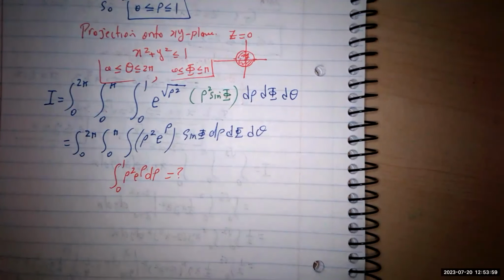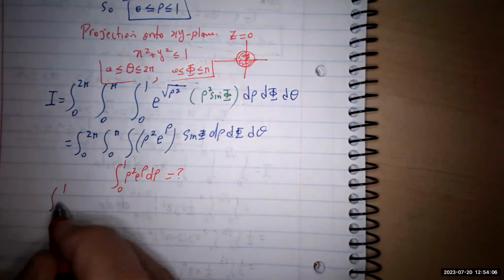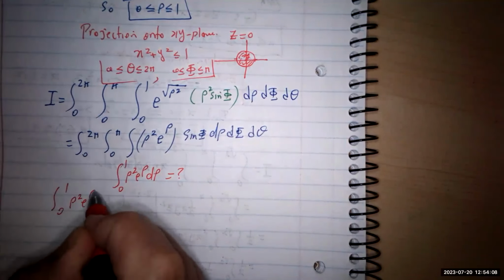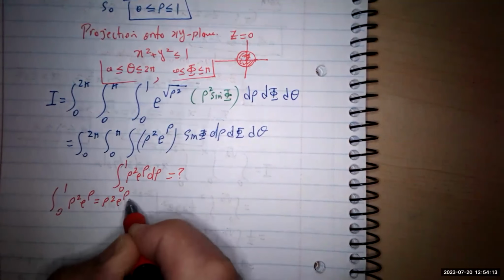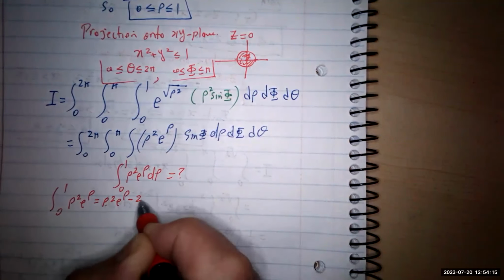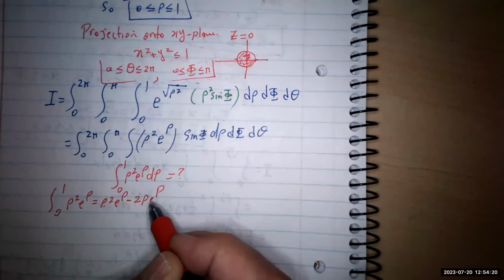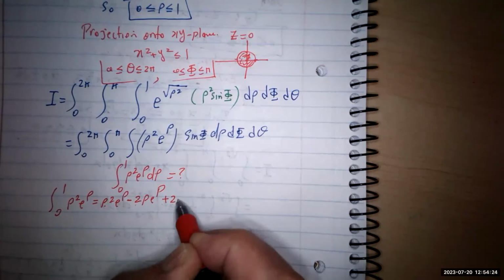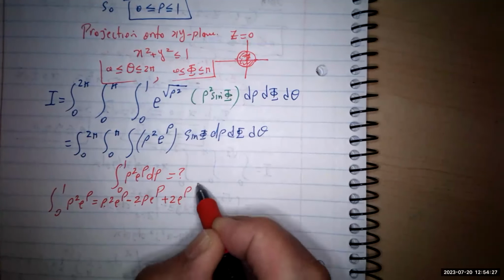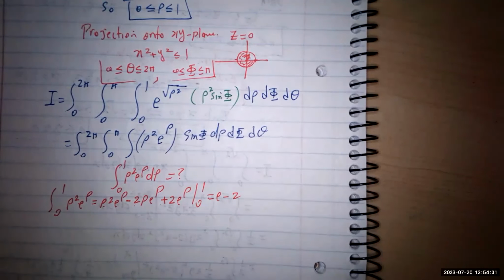Use that integration by parts that we talked about, what we did the other day. This is going to be the answer. Integral from 0 to 1 of rho squared e to the rho. If you do it, you get rho squared e to the rho first, minus derivative 2 rho, e to the rho, derivative again. So that gives you negative, positive 2 e to the rho from 0 to 1. That would be e minus 2. We did this one before.